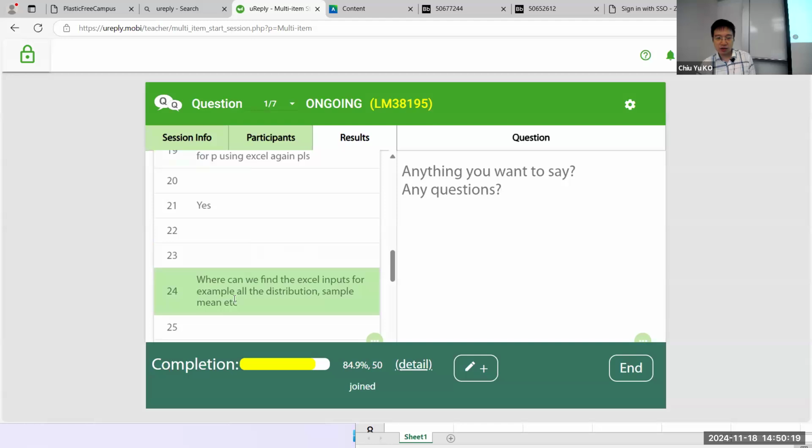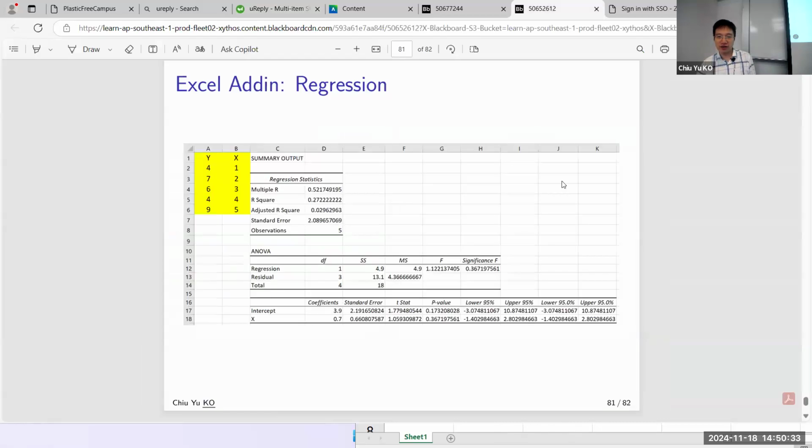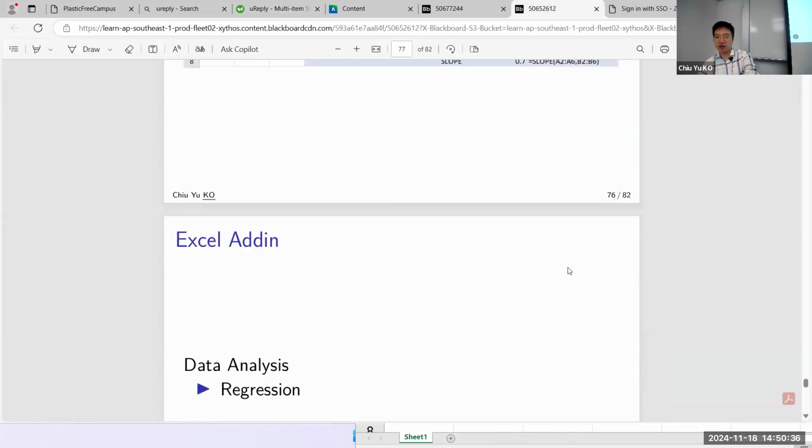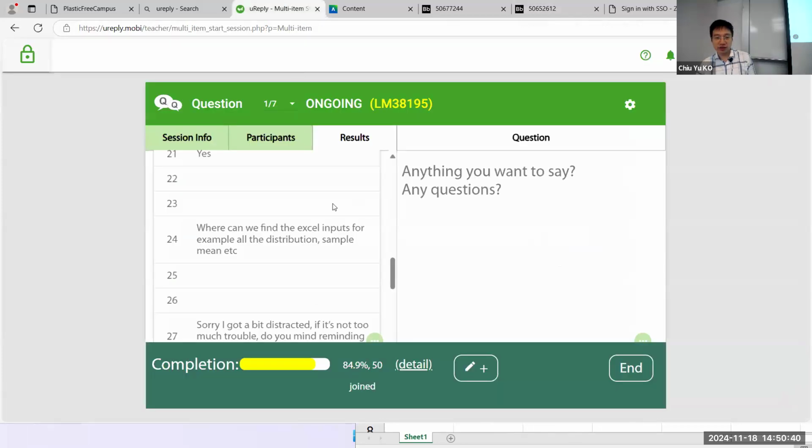Where can we find all the input? For example, check our lecture slides. At the very end of each one, I have collected everything there. It's already all there.